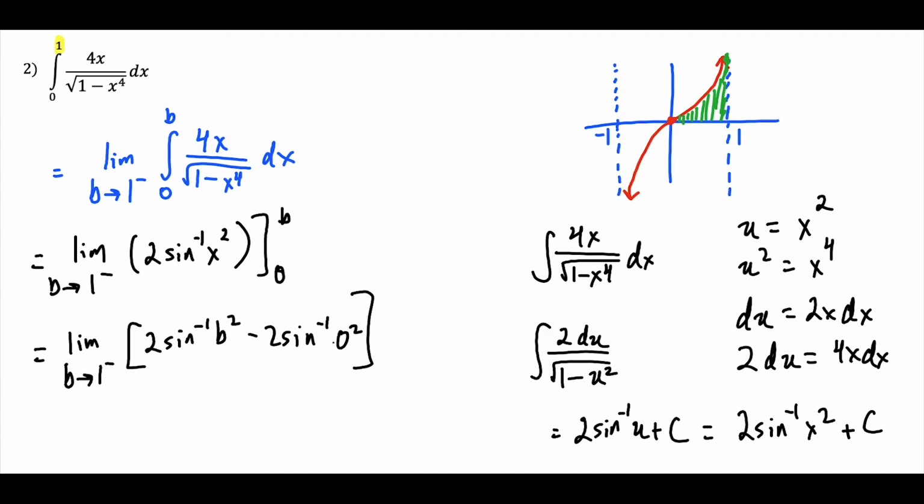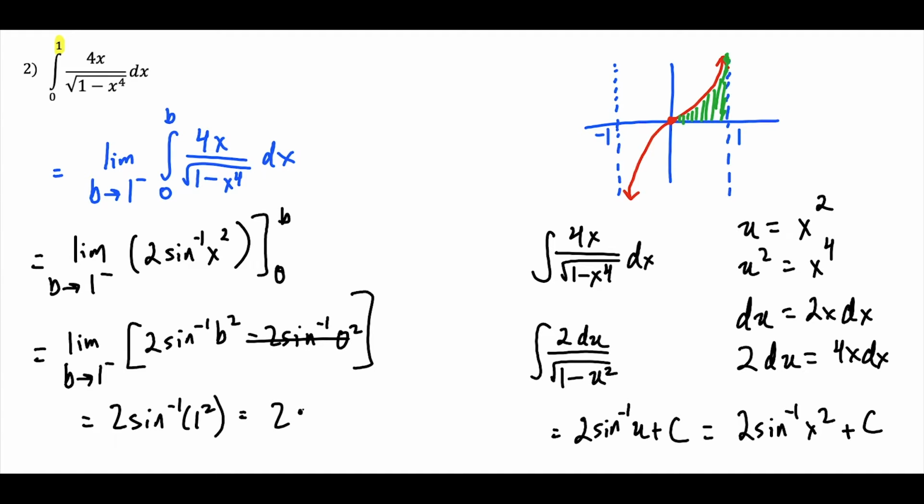Now sine inverse of 0 is 0. So this part just cancels out. So then when we want to evaluate this, we just plug in. We have 2 times sine inverse of 1 squared. And it doesn't matter if we're approaching 1 from the left or the right. We're just going to plug in 1. We're evaluating this limit by direct substitution.